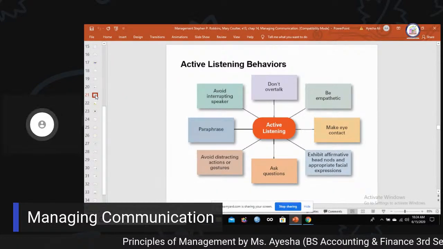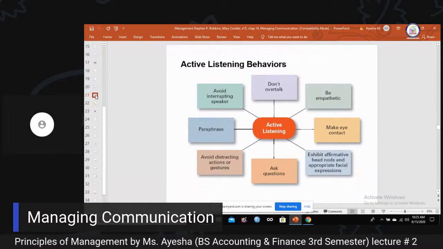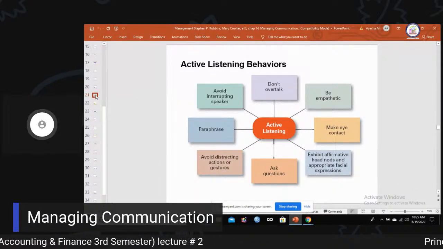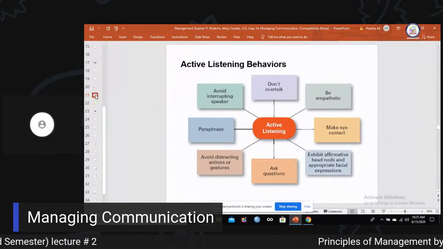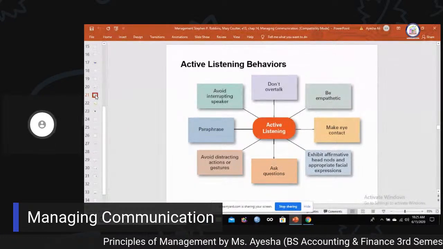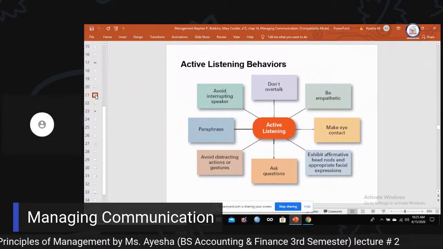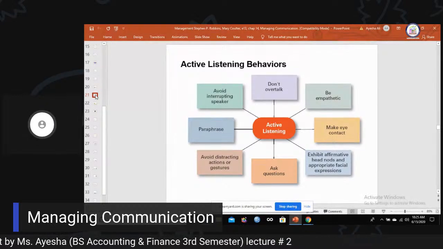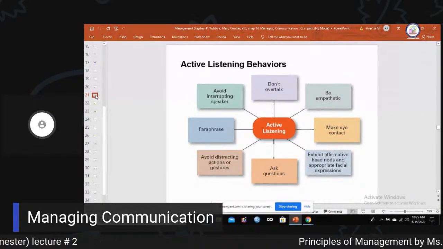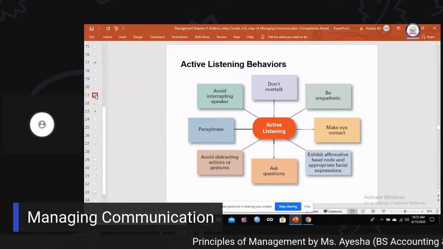Okay, avoid distraction, action, or gesture. We don't have to do things which distract the sender. For example, we have to put our phone aside, turn off the TV, and make eye contact, because all these things create distraction and make us lose the interest of communication.